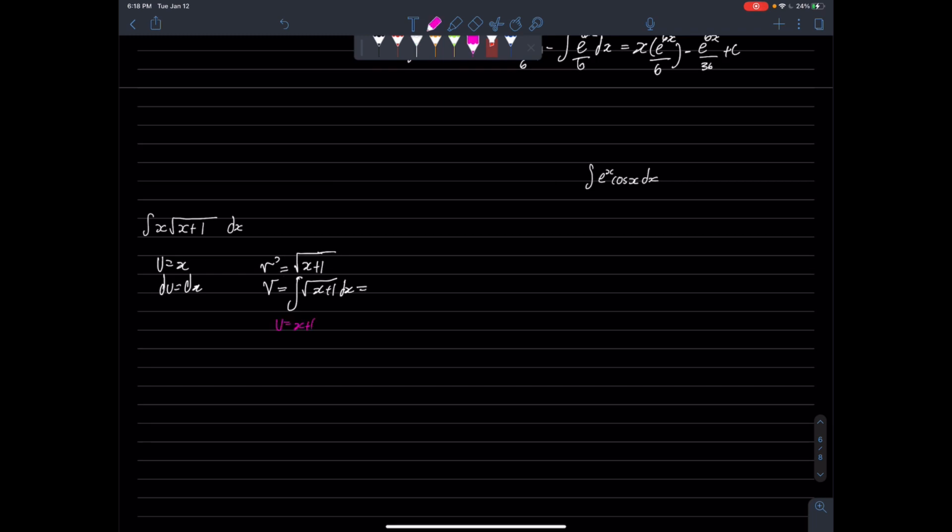u is x plus 1, du is going to be dx. So it's just going to be the integral of u to the 0.5, which is just going to be u to the 3 over 2 times 2 over 3, equal to 2 times x plus 1 to the 3 over 2, over 3, right?